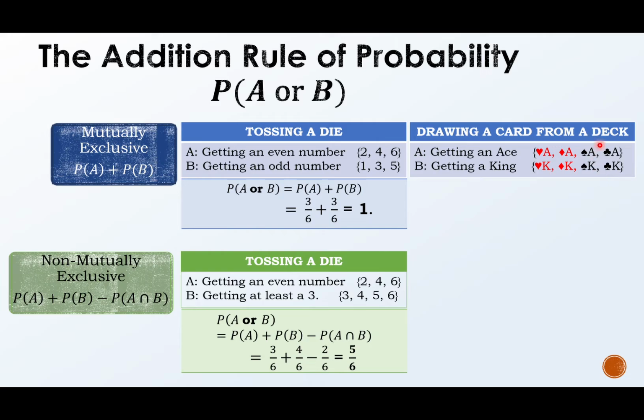Obviously, they do not have any common intersection. Wala silang common sample points. So, these two events, getting an ace, getting a king, are mutually exclusive. And we therefore follow this formula, the simple addition of the individual events. So, getting an ace has probability na 4 over 52. And getting a king has also probability na 4 over 52. The sum of these probabilities ay 8 over 52. And this is the answer to the probability of getting an ace or a king.